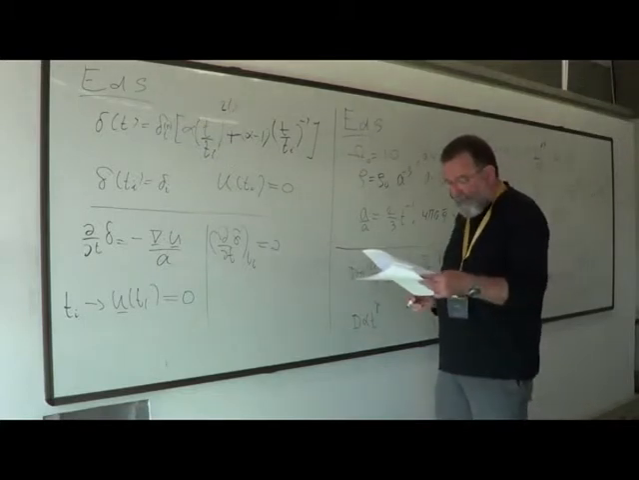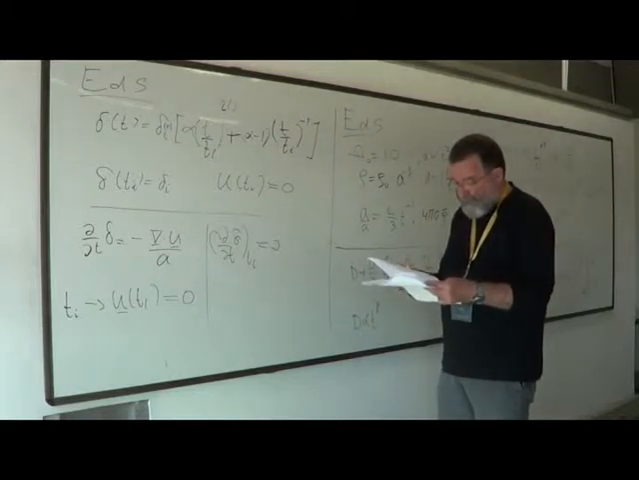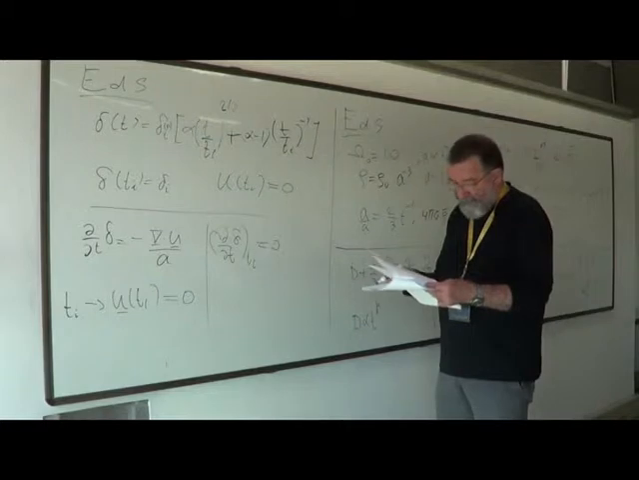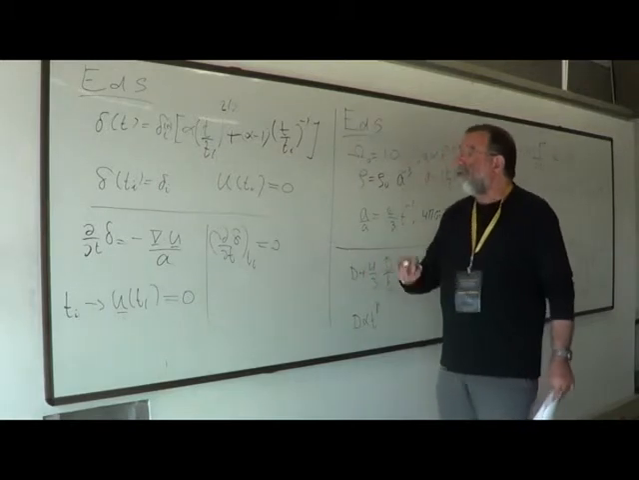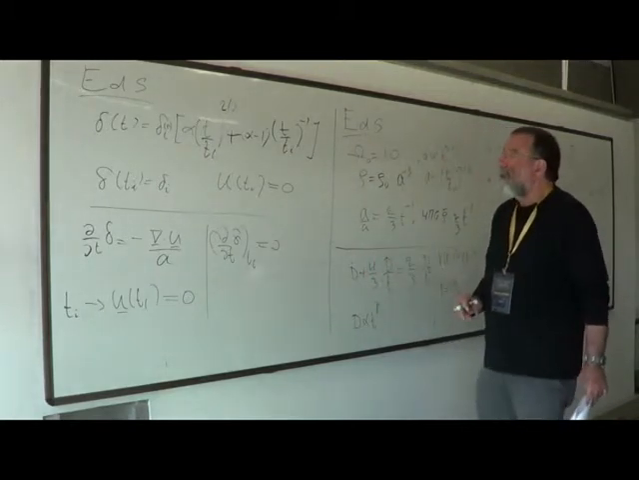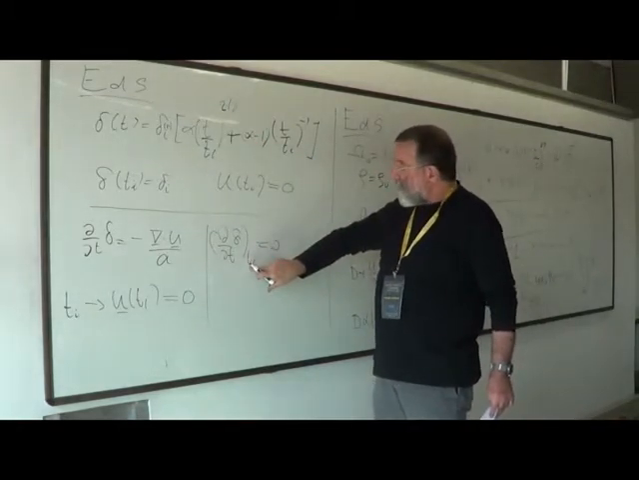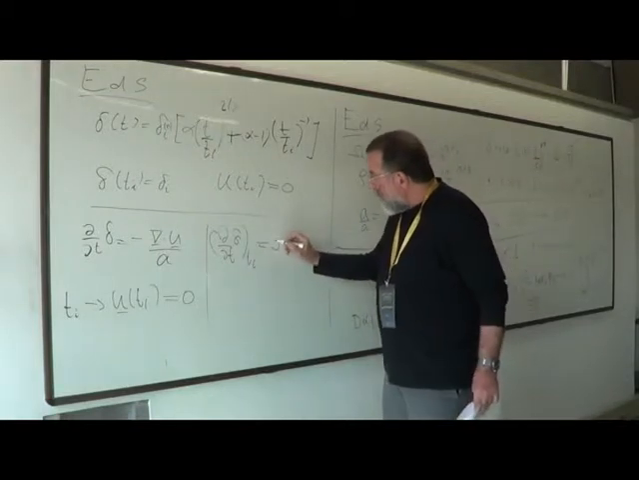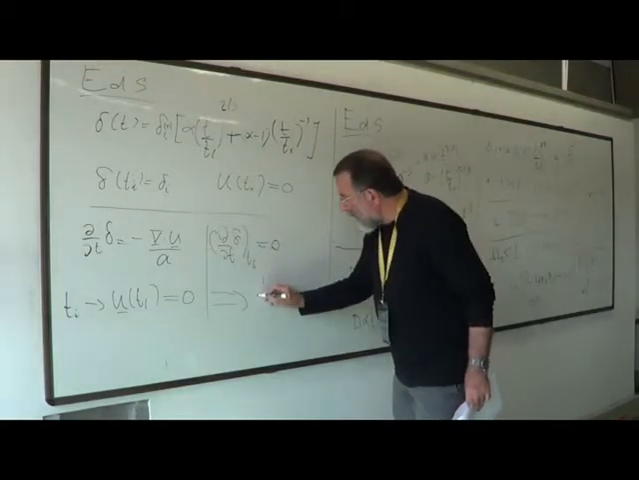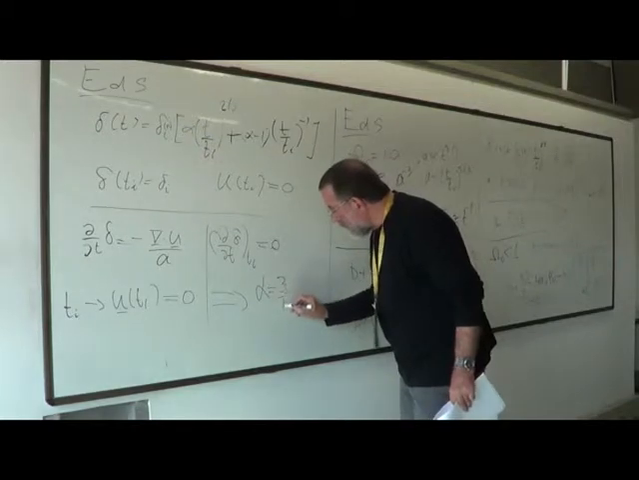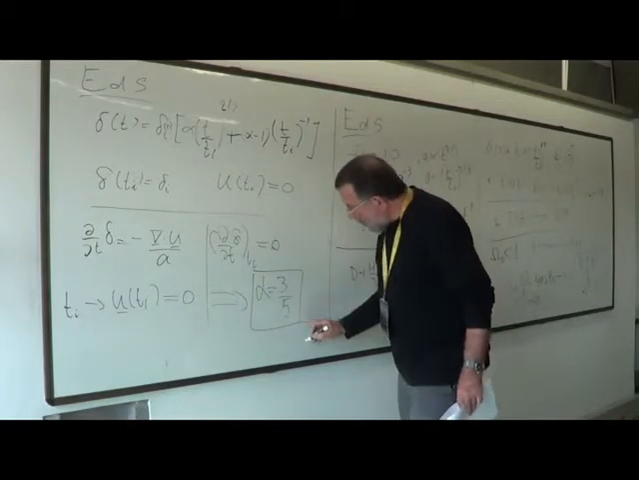So I leave it for you to do the exercise, okay? Differentiate delta of t, substitute at time t equals ti, and equate it to 0. What you are getting, in order to fulfill this condition, is that alpha equals 3/5. Same 3/5 that has been popping up all the time since Tuesday.